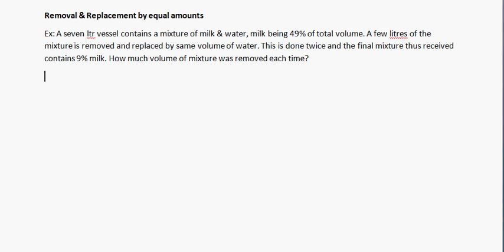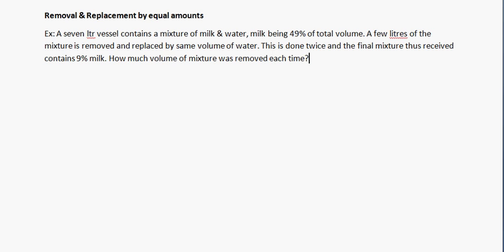It says a 7-liter vessel contains a mixture of milk and water, milk being 49% of total volume. A few liters of mixture is removed and replaced by the same volume of water. This is done twice and the final mixture thus received contains 9% milk. How much volume of mixture was removed?